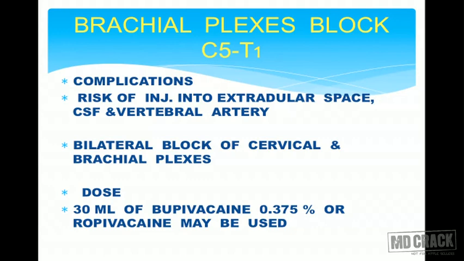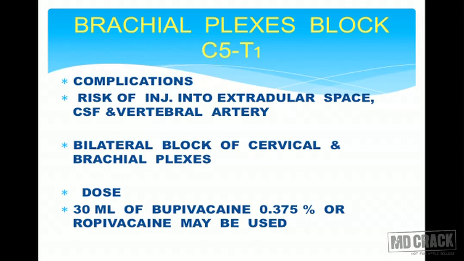Then the other complication may be bilateral block of both cervical plexus and both brachial plexus. Since you are achieving this block at the level of C6, even the cervical plexus might be blocked, and instead of the brachial plexus you actually block the cervical plexus, and this can be a complication in itself.